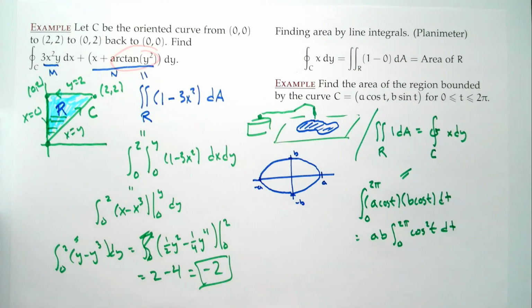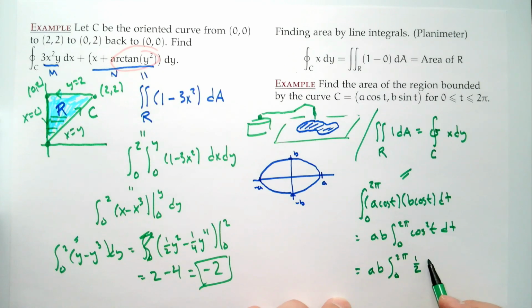Well, what's the right way to integrate cosine squared? Power reduction. Do you remember it? We learned it once. There's a half plus a half. So the cosine squared is a half plus a half cosine 2t.